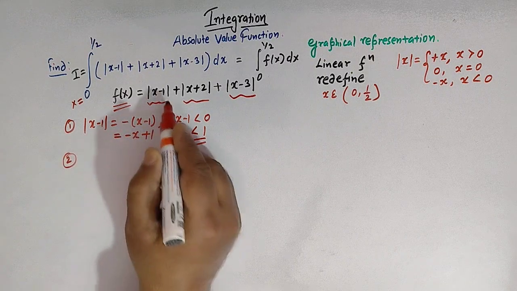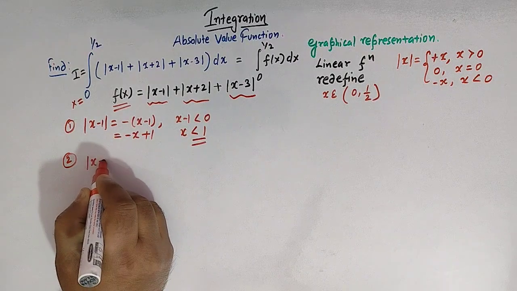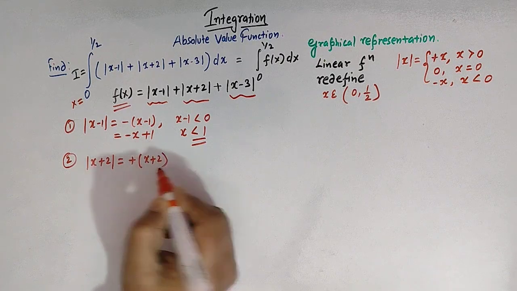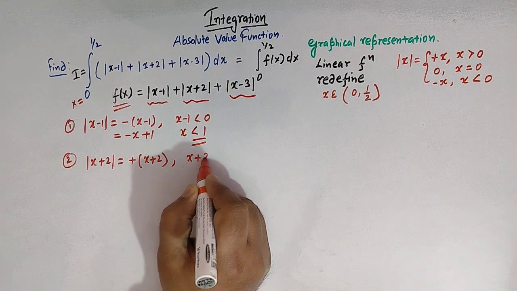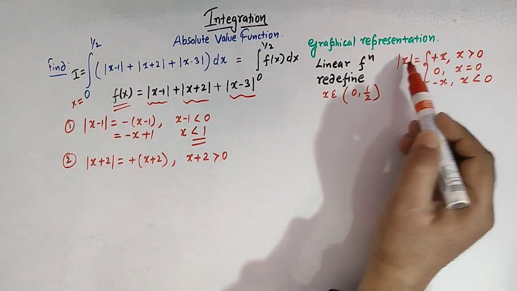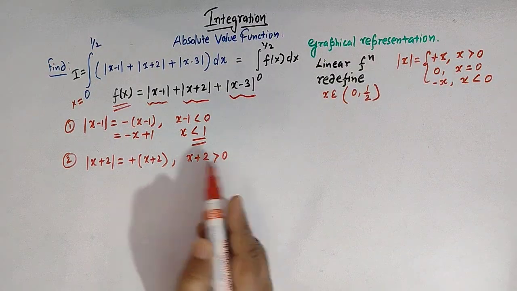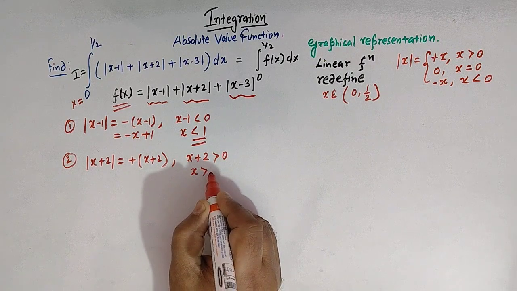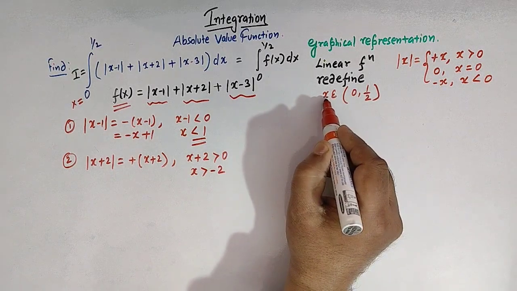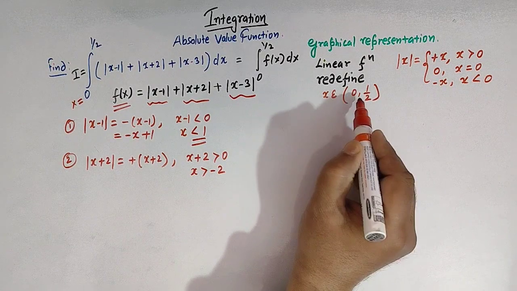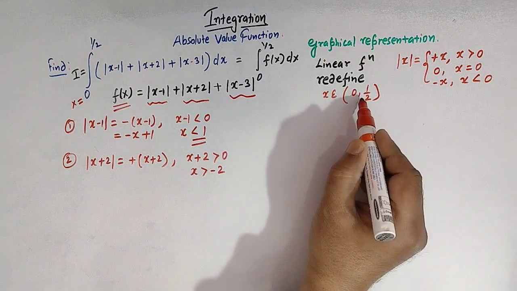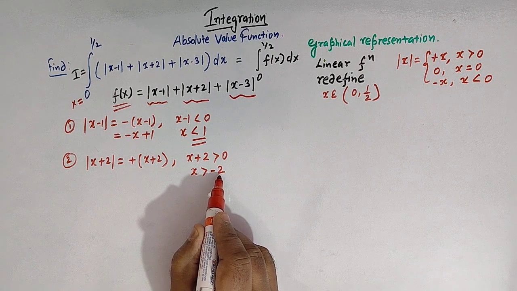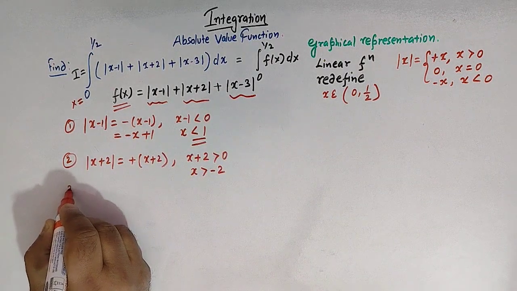Okay, so now let us take mod of x plus 2. So mod of x plus 2 is simply equal to positive x plus 2 when x plus 2 is greater than 0. So here we have used this definition because see, when x plus 2 is greater than 0, x is greater than minus 2, and in this interval when x belongs to 0 to half, all the x belonging to this interval are greater than minus 2, right? So now let us take the third one.